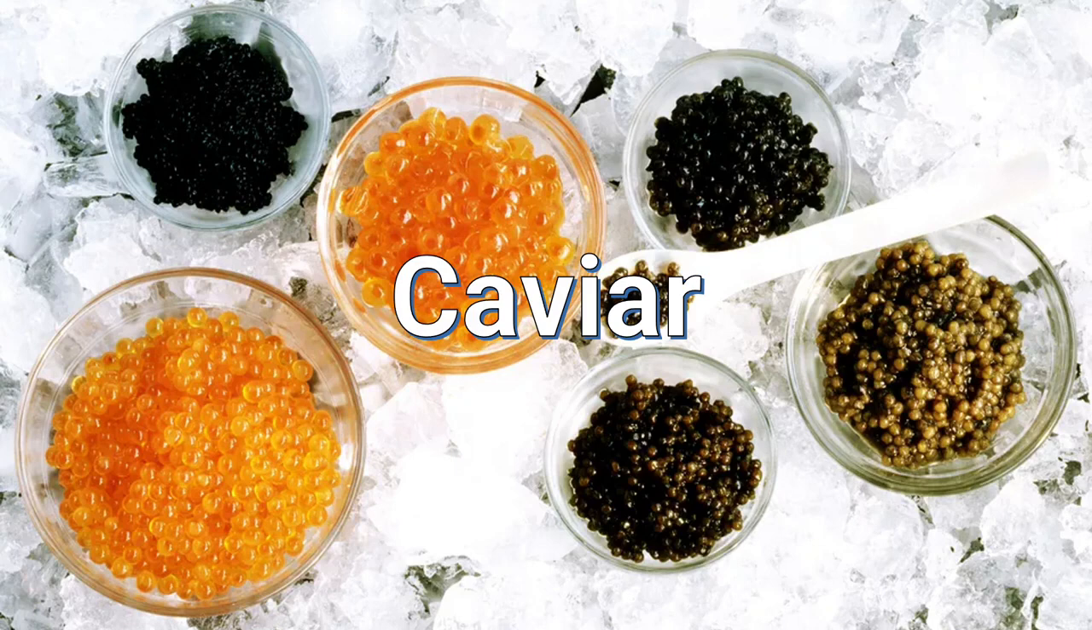Caviar is roe or eggs from the sturgeon family of fish. It's considered a delicacy, often eaten raw as an appetizer, with some caviar fetching a high price. Historically, the most prized type of caviar came from the Caspian and Black Seas, but due to overfishing, caviar is now produced around the world.